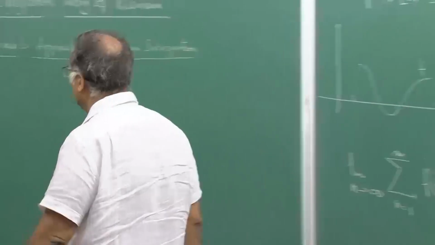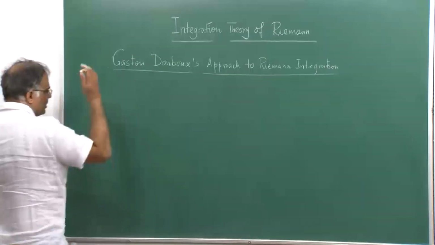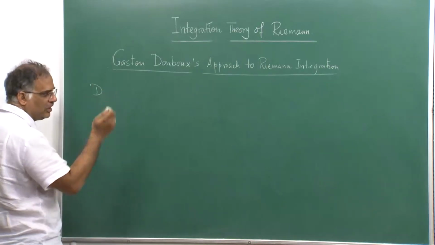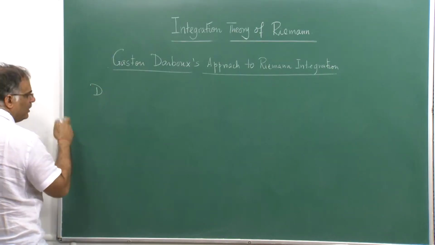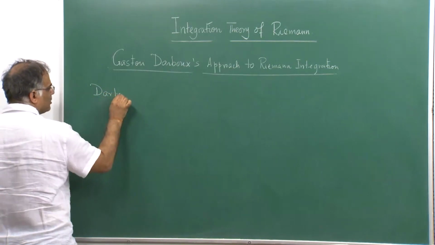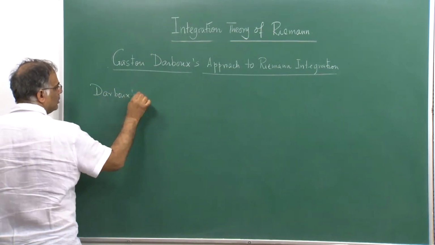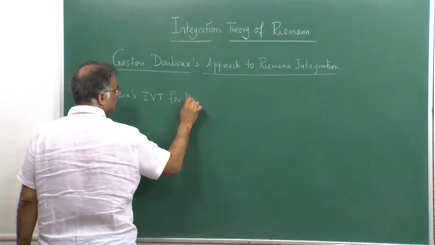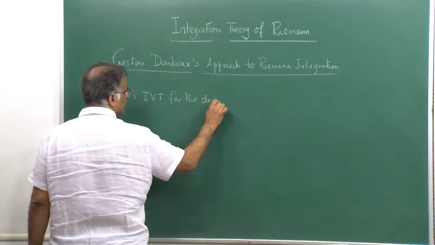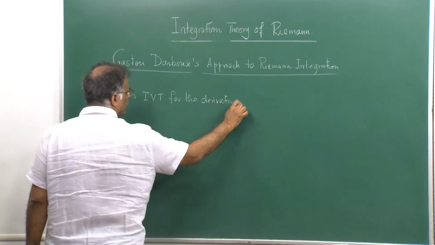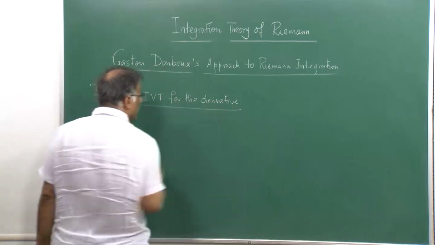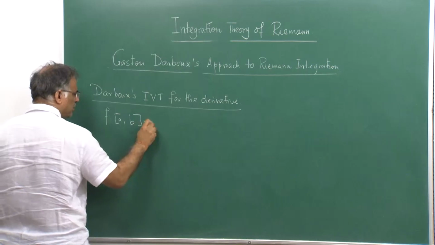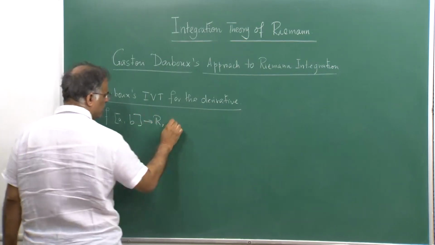So, just for a little bit of sidetracking, basically we are taking a little detour. Sometimes when you take a journey, you get into some by-lanes and try to discover what is in there. So, Darboux's IVT for the derivative. It is a very simple thing, it takes just 2 lines to prove it. So, you have a function f from [a, b] to R which is differentiable.